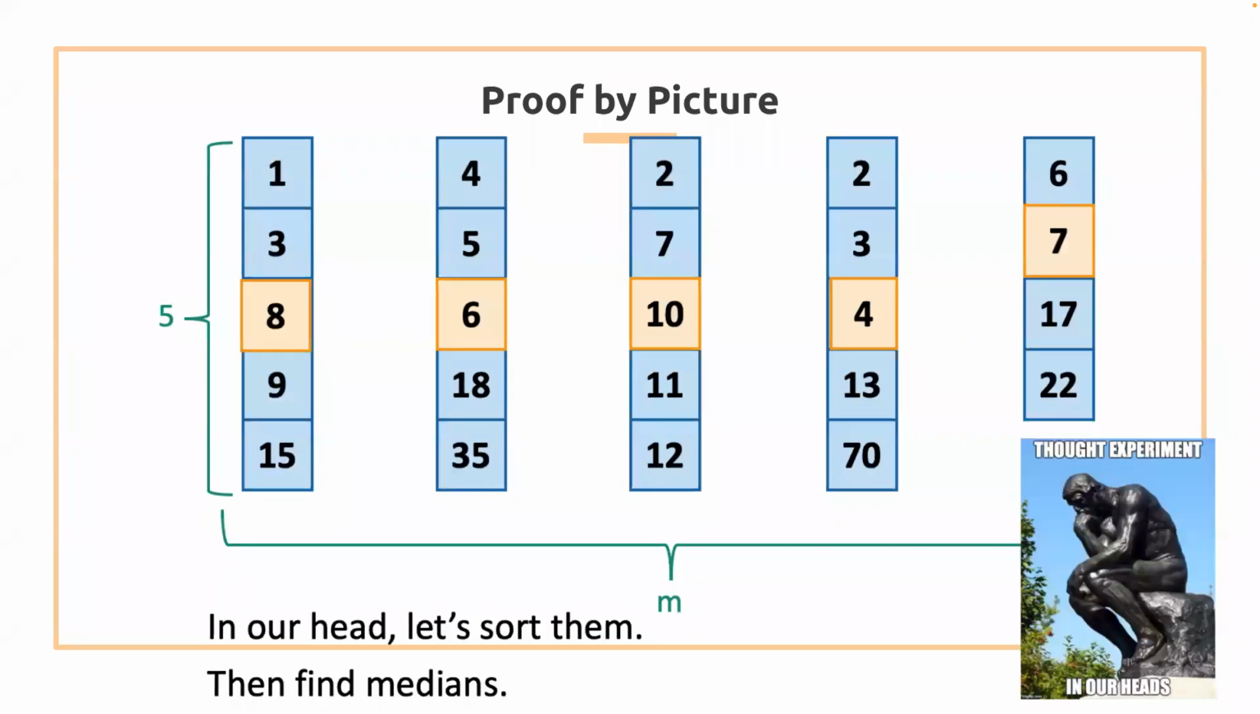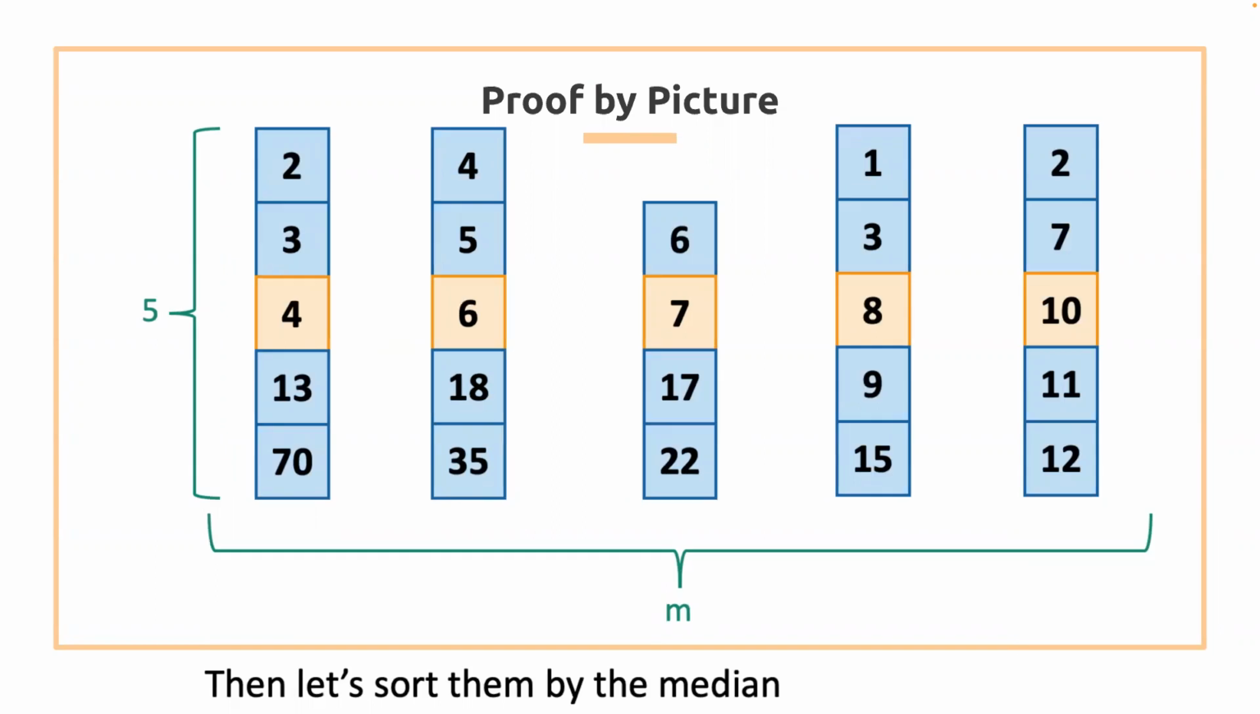Then what we do is sort them by the medians. Here we sorted each group of 5, and then you can sort the groups by the medians themselves. So this group gets moved over here because the 4 is the smallest. I am not sorting by 2 or 3 or 13 or 70. I'm sorting by the median. Now this is what the groups look like.